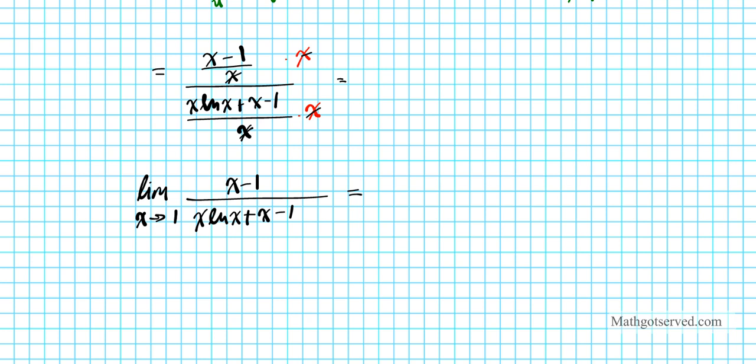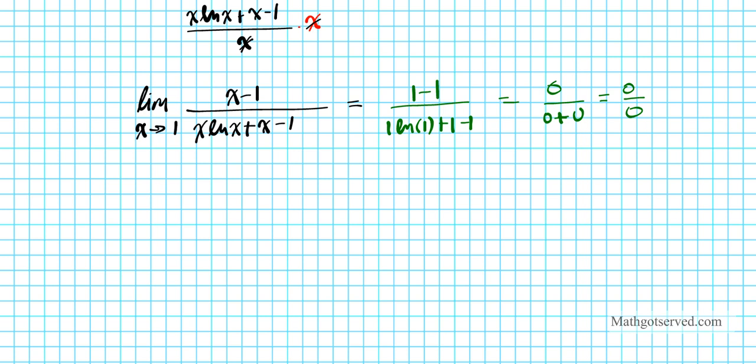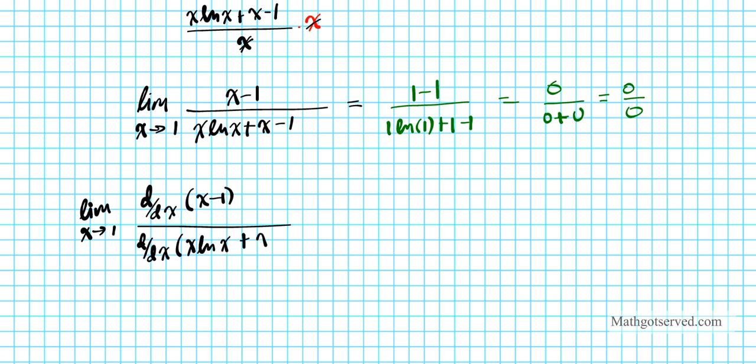So if I plug in 1 here, I'm going to end up with 1 minus 1 over 1 times the natural logarithm of 1 plus 1 minus 1. Like, you're going to have 0 in the numerator. In the denominator, I'll have 0 plus 0, which is 0 over 0, indeterminate form again. So we have to apply L'Hopital's rule again. So this limit is the same thing as the limit as x approaches 1 of the derivative of x minus 1 over the derivative of the denominator, which is x ln x plus x minus 1.